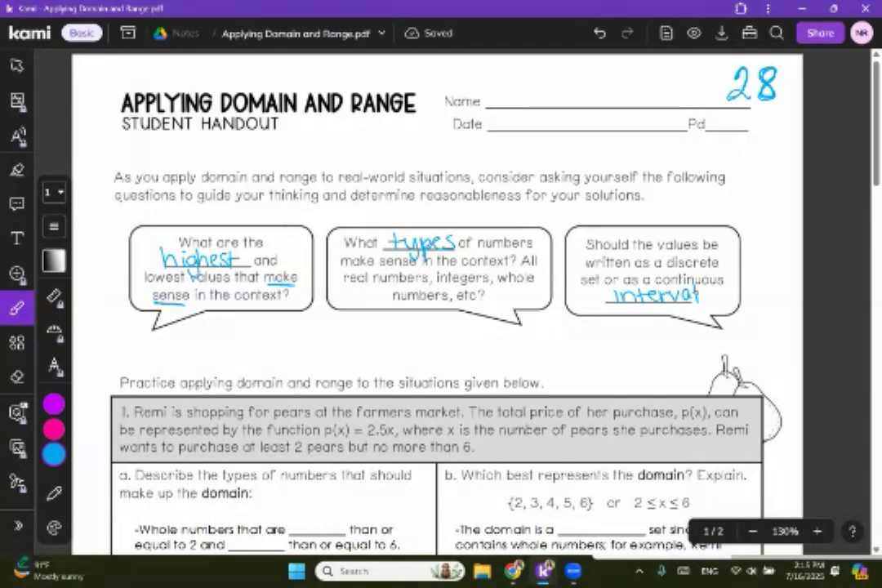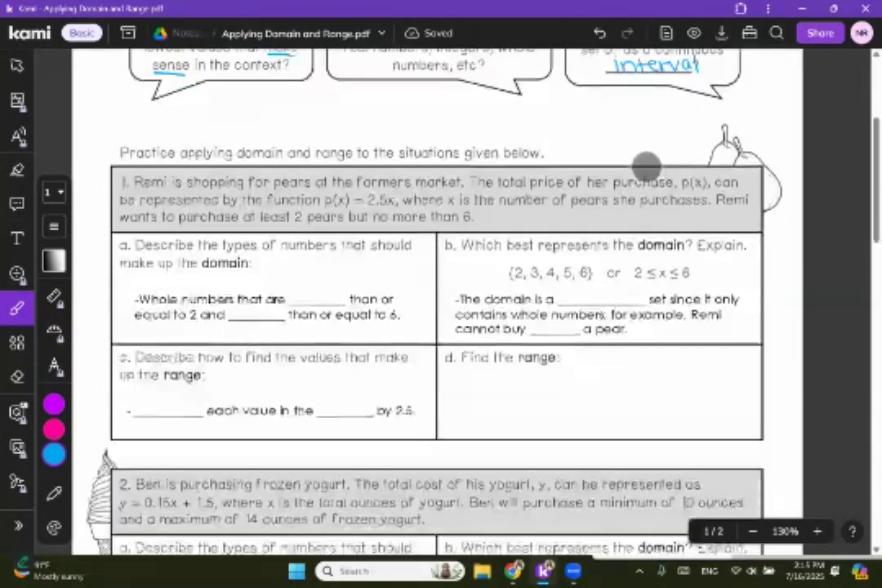So, first one, Remy is shopping for pears at a farmer's market. The total price of her purchase, P of X, can be represented by the function P of X is equal to 2.5X, where X is the number of pears she purchases. Remy wants to purchase at least 2 pears, but no more than 6. Describe the types of numbers that should make up the domain.